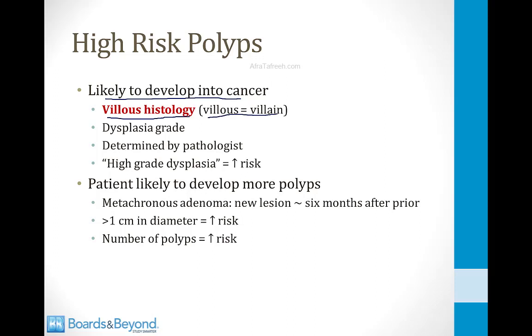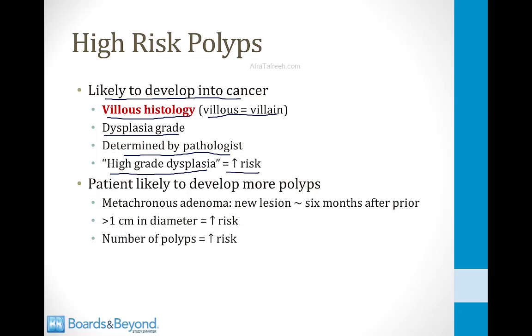Another feature of an individual polyp that indicates a higher risk of developing into colon cancer is the grade of dysplasia. This is determined by a pathologist. He or she examines tissue from the polyp under the microscope and assigns a grade of dysplasia based on how much dysplasia is seen, and polyps that have high grade dysplasia are at increased risk of developing into colon cancer.